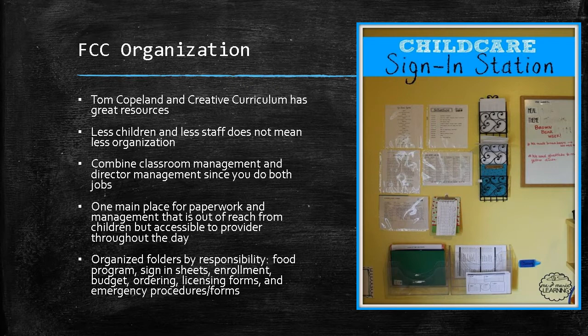But as the picture that I have shows, and I know most of you are already doing this, a main place for paperwork and management stuff is out of reach from the children, but still accessible to the parents and the provider throughout the day. This is the place where the parents sign in and out, and where you might have folders or binders for the food program, for enrollment, for budgeting, ordering food, all the licensing forms that you need, and emergency procedures and forms. So I think this picture shows a really great way that she's tried to keep herself organized while also having all of the pertinent information posted that families would need to have.